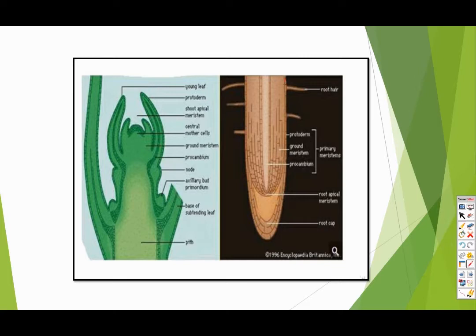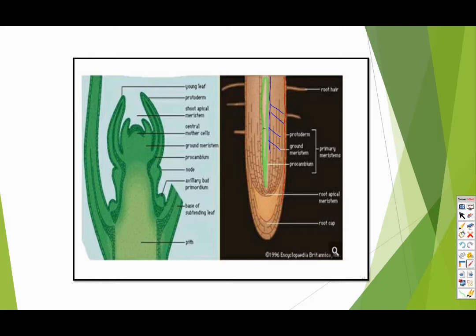What do we call it? We call it your protoderm, and followed by the protoderm, from there to here, this entire region, those things are called your ground meristem. What do we call it? Ground meristem. Now right in the center, whatever I'm marking in green color, that's nothing but your procambium. What do we call it? We call it your procambium.